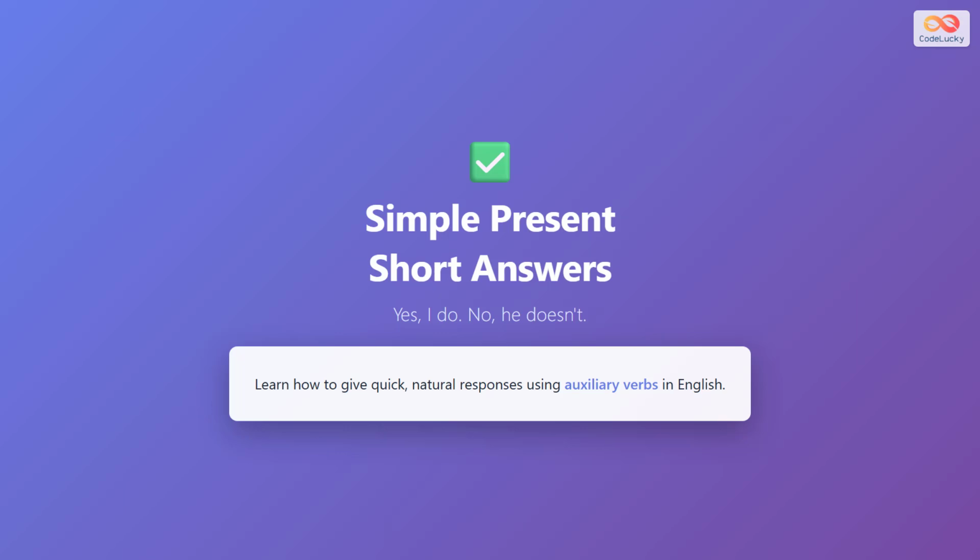Welcome to this lesson on simple present short answers. In English, when someone asks you a yes or no question, you don't always need to give a long answer. Instead, you can give a short answer using auxiliary verbs like do or does. For example, if someone asks, "Do you like coffee?" you can simply say, "Yes, I do," or "No, I don't." This lesson will teach you how to form these short answers correctly.